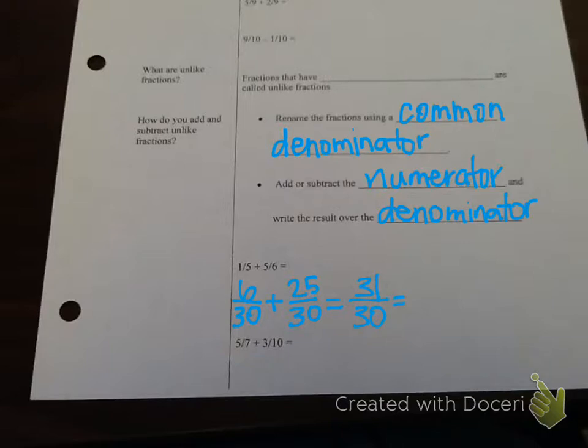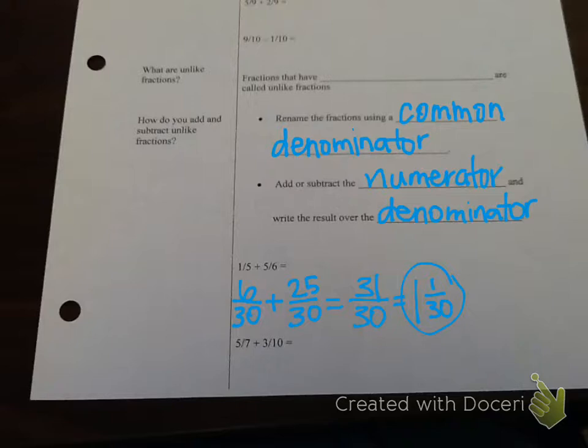Now, this is an improper fraction, so we don't want to leave it like that. So how many 30s can we take out of 31? One set of 30s, and there would be one left over out of 30. So my final answer would be 1 1/30.